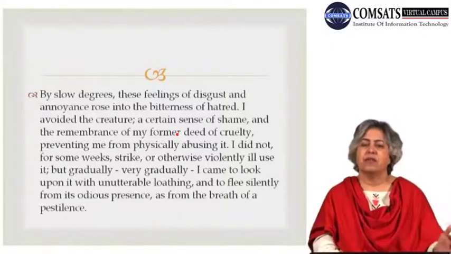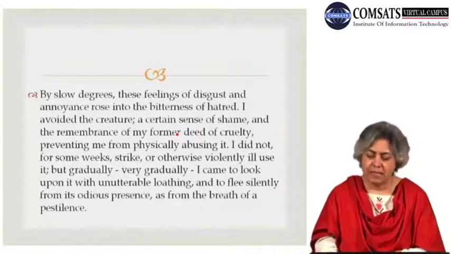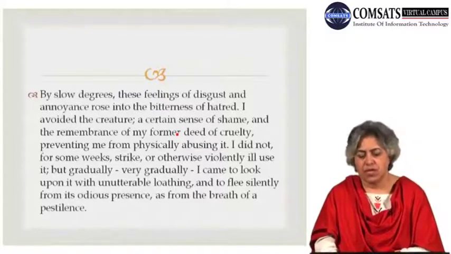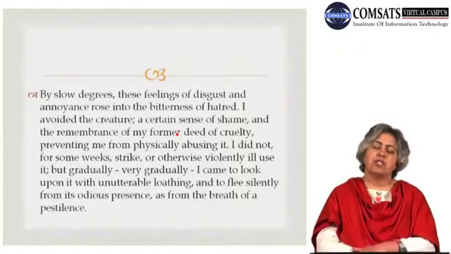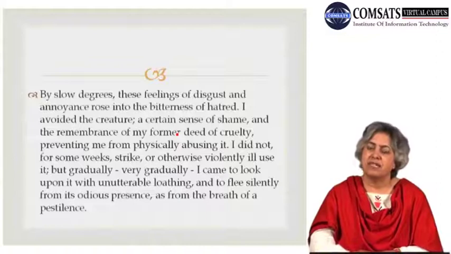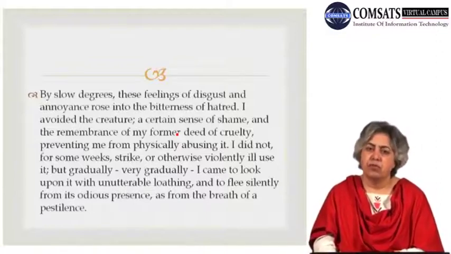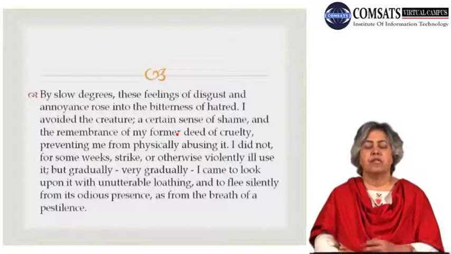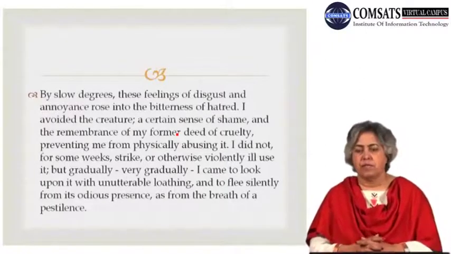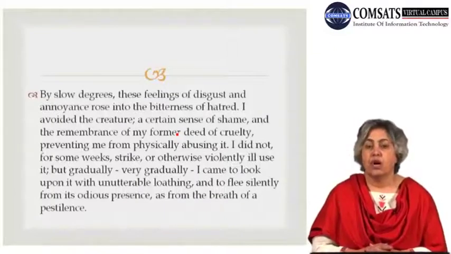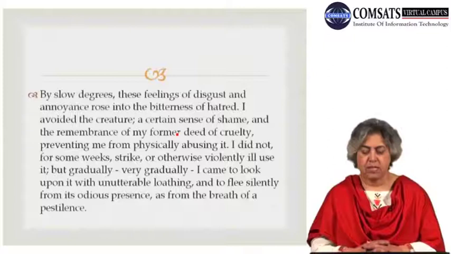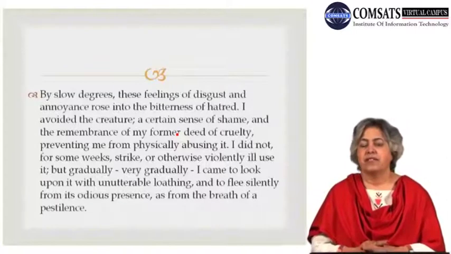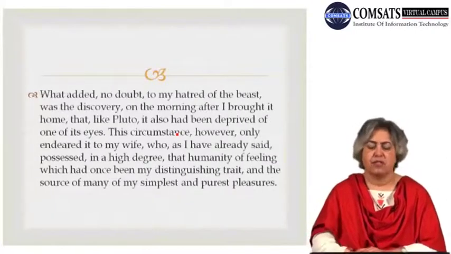So from dislike, from annoyance, he goes on to hating the cat. He avoids the creature with a certain sense of shame. And this shame is because he keeps on remembering what he had done to the predecessor, to the first black cat, to Pluto, who had been in his house for some years. So this sense of remorse does not allow him to abuse the cat. But he says, gradually I came to look at it with such hatred that I didn't want to be in the presence of the black cat at all.